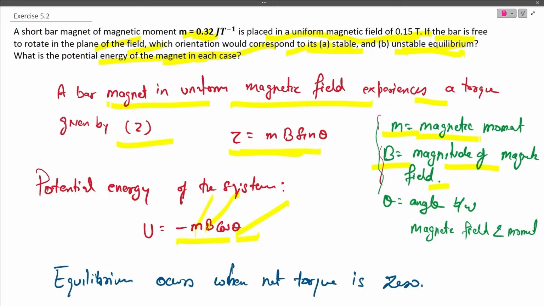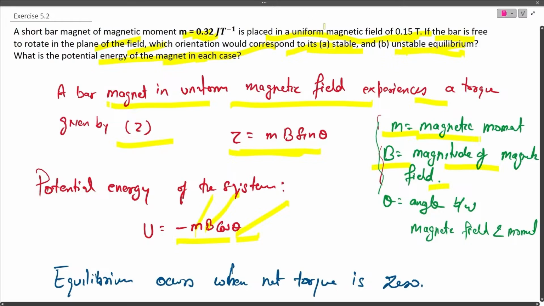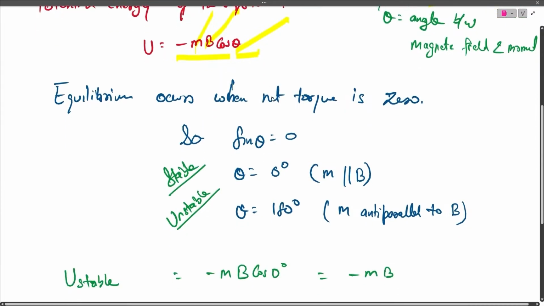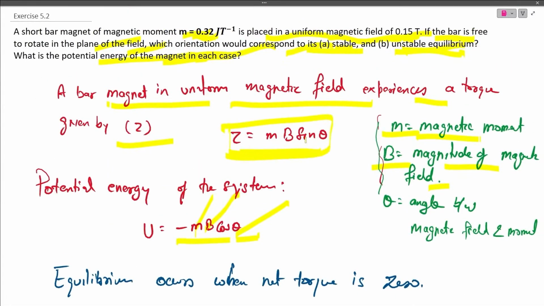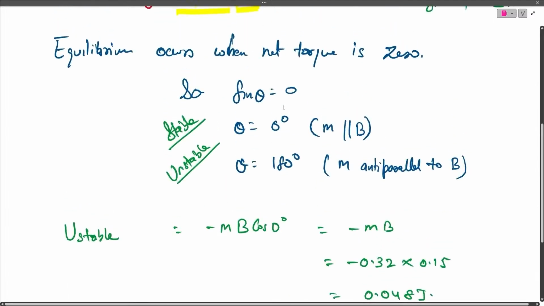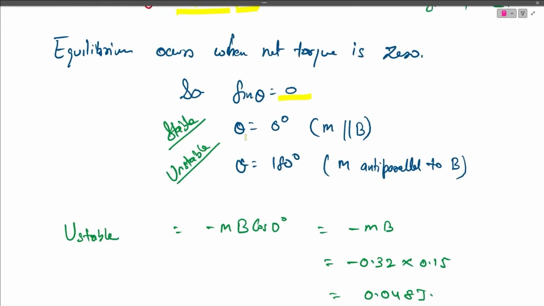Now equilibrium, whether it is unstable or stable equilibrium, occurs when torque on the bar magnet is 0. Now we see that in this torque expression there is a component of sin theta. Now when sin theta equals 0, then this torque is going to be equal to 0. So sin theta is 0 in two cases, either theta equals 0 or theta equals pi or 180 degrees. Now when theta equals 0, the magnetic moment is parallel to the magnetic field, and when theta is 180 degrees, then magnetic moment is anti-parallel to the magnetic field.